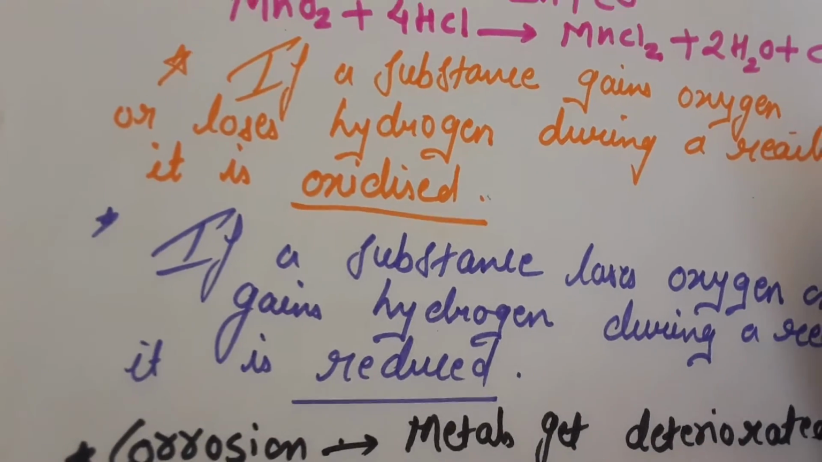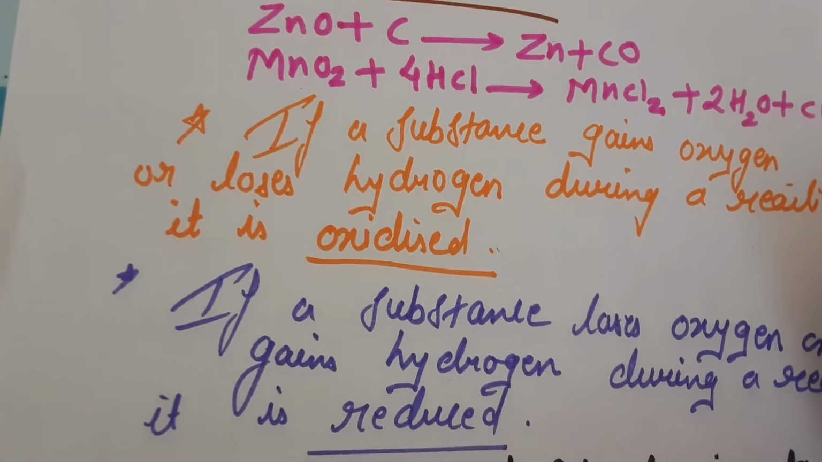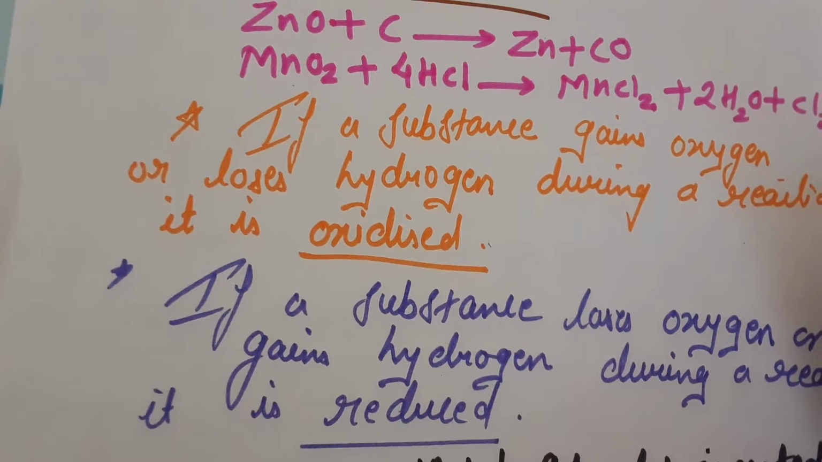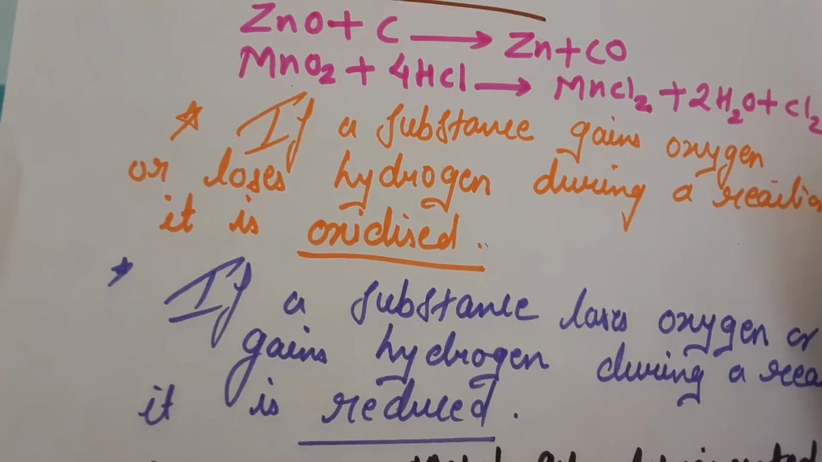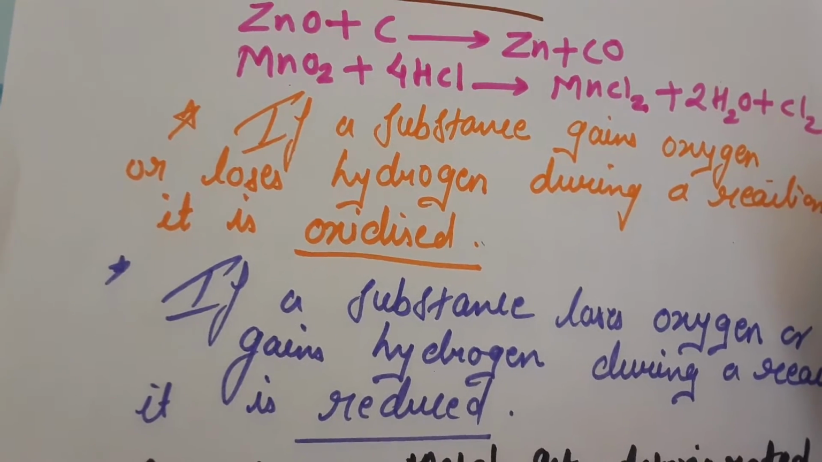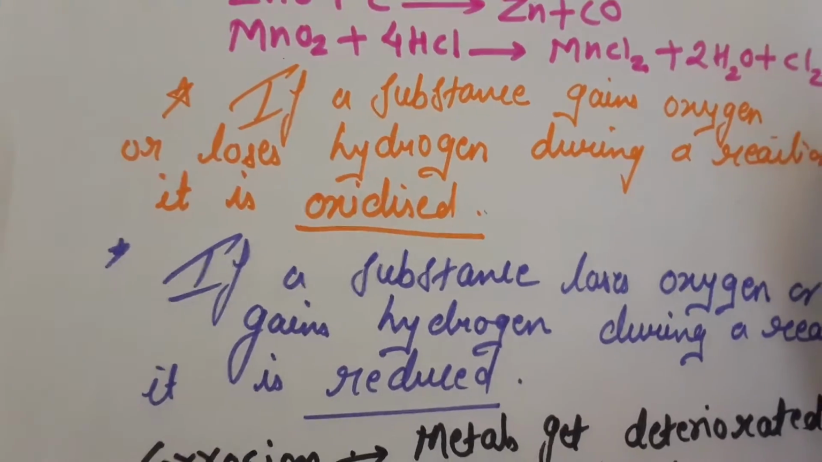I hope you have understood. These two reactions are very important. Basically in the exam, they may ask questions for 2 to 3 marks. What is oxidation reaction? Give example. What is redox reaction? Give example. So note down these two questions, they are very important.